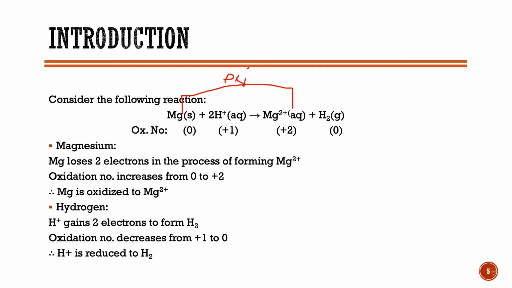As for hydrogen, the ON changes from +1 to 0. This shows that the ON decreases, therefore this is a reduction process. We can also say that magnesium is oxidized to Mg2+, while H+ is reduced to H2.